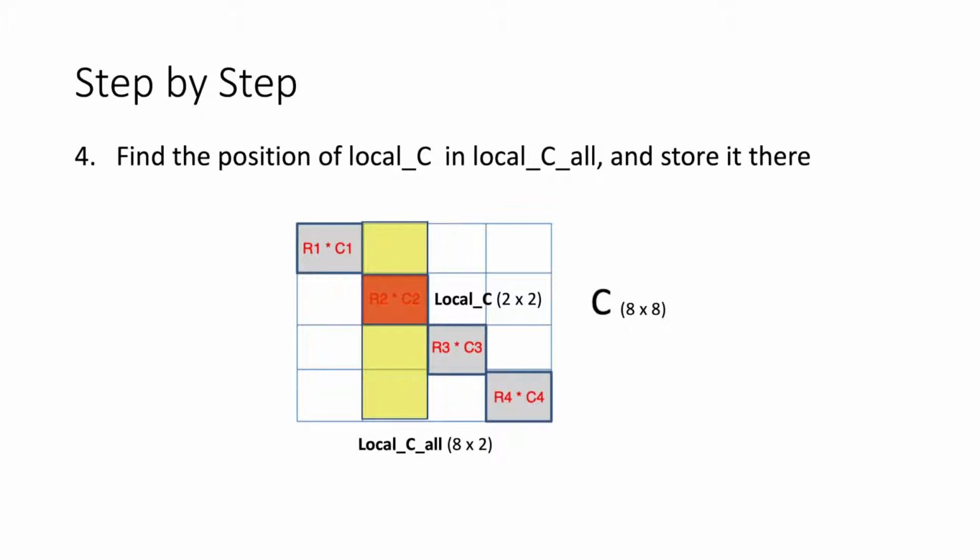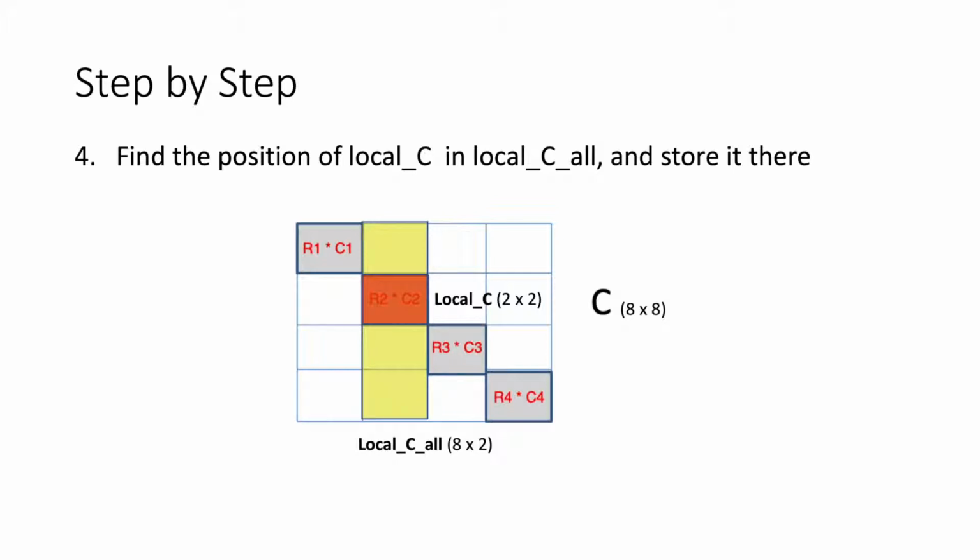And in step 4, here is an illustration. Take process number 2, for example. In this iteration, we already calculated row 2 by column 2, which is stored in variable local C as shown in the orange rectangle. And what we do in this step is to store it in the proper location of the local C all variable. And you can see that it is stored as the second chunk in local C all, as shown in the yellow rectangle. After doing a number of iterations, we'll get the full local C all.